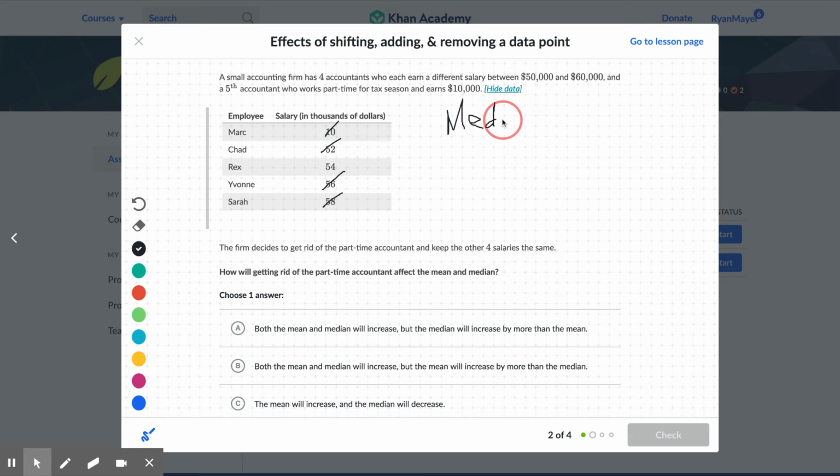Now that will change because we need to go through this problem thinking, hey, Mark is gone. So if I take away Mark's numbers, what's going to happen to my median?